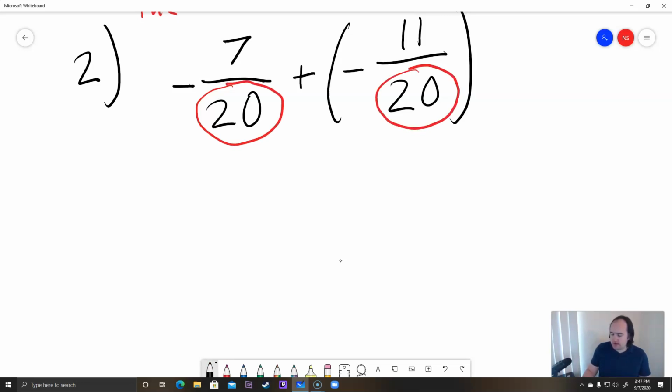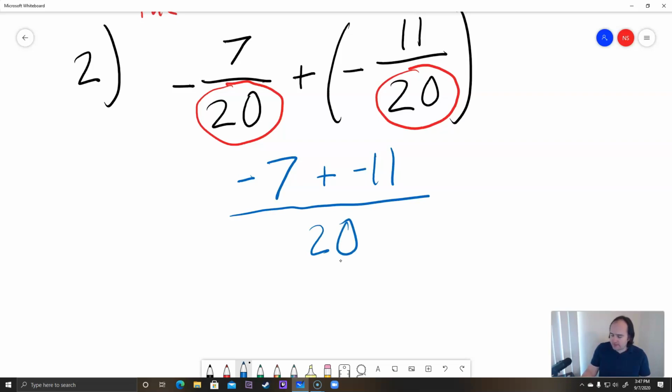Okay, so really what we're doing here is we're doing -7 plus -11, and that's going to be all over 20. Now, why is it -7 plus -11? Well, there's a minus here, so that refers to this 7 on the top. And then there's a minus there, that refers to that 11. So that's how we get -7 plus -11. And then because these are like fractions, we kept the denominator, which is 20.